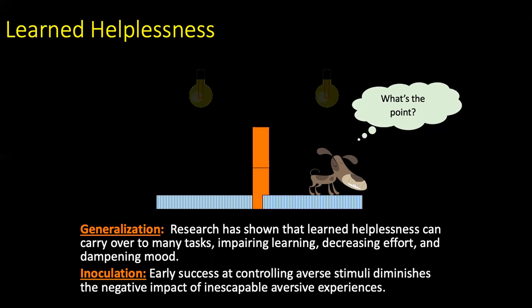So if you have some prior experience being able to control a bad situation, that might make you more able to push through a bad situation later. Whereas if you don't have that experience, or if you've been in previous situations where you don't really have much ability to impact negative things in your environment, it can even make it worse.